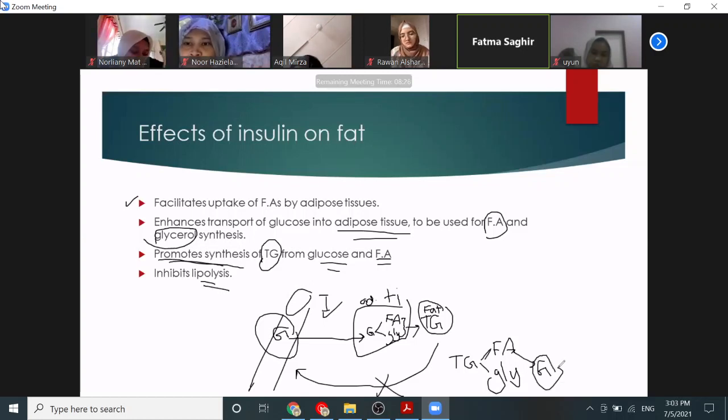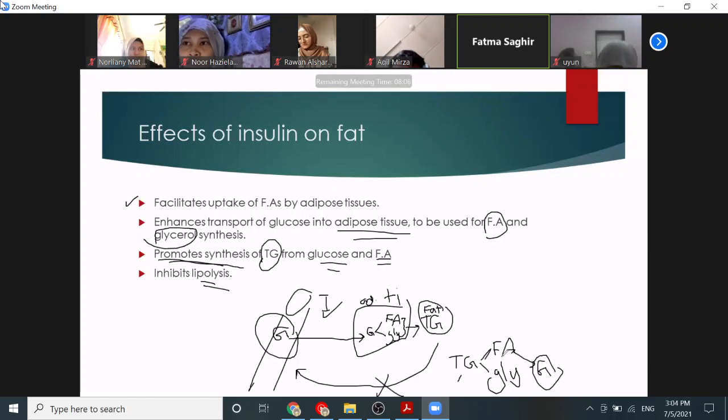So if we break down triglyceride, it means we will get fatty acids. So we can use those fatty acids to produce glucose, gluconeogenesis. So this is not a function of insulin. Insulin is trying to minimize glucose. So that's why it has to inhibit lipolysis. So this is the effect on fat.